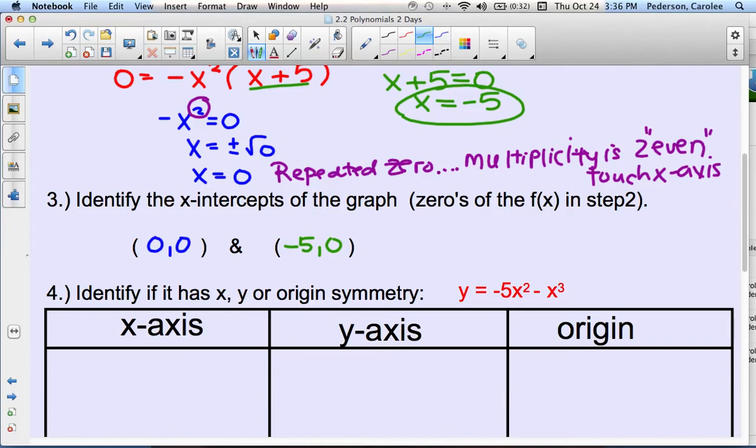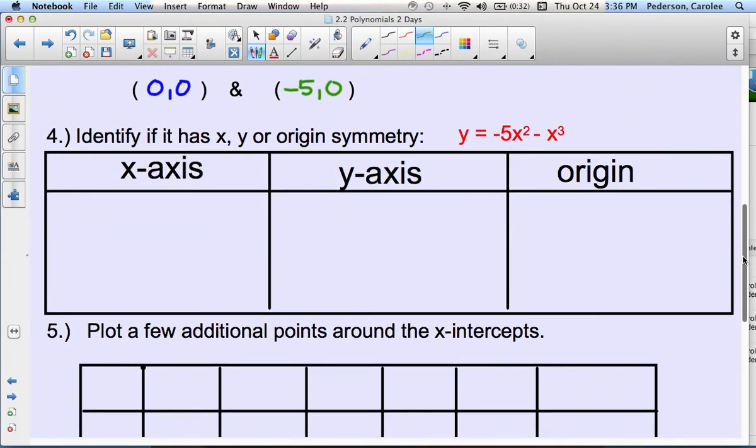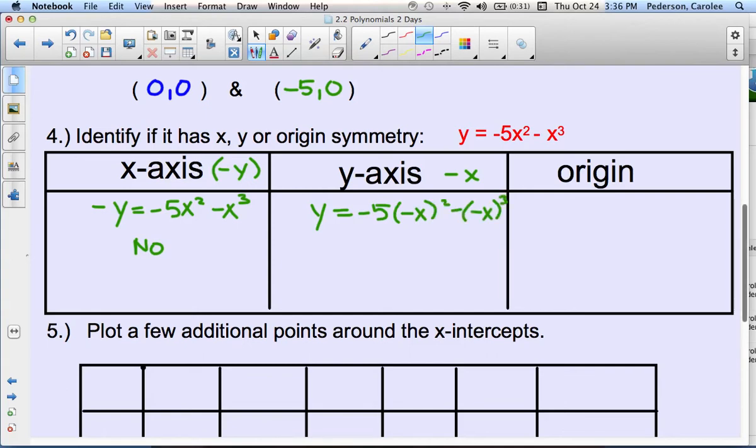Step 4, identify if this function has any symmetry. If I want to check for symmetry with the x-axis, I'm going to replace the y with a negative y. So negative y equals negative 5x squared minus x cubed. Do you get your original function back? No. For y-axis symmetry, I'm going to replace the x with a negative x. Simplify it. Negative x squared is positive x squared. Negative x times negative x times negative x multiplied by negative 1 is positive x cubed. Do I get my original function back? No. The last one is negative x, negative y.